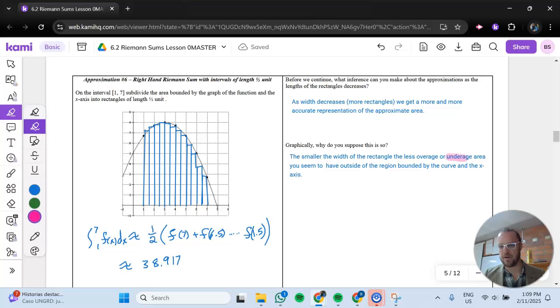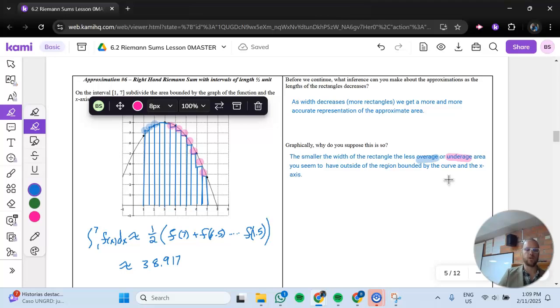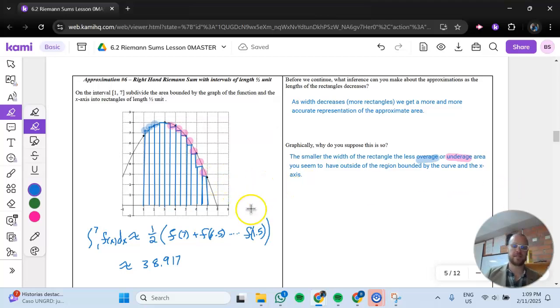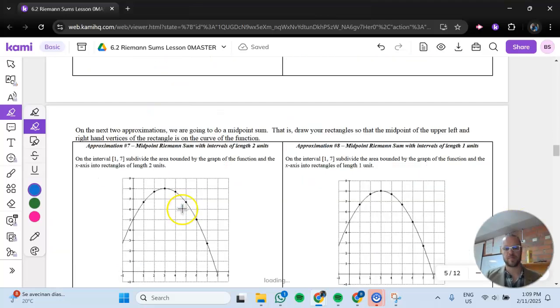We'll talk about the underage as being all of these little pieces here, where we're not including this even though we should. And then the overages, right? The overages are going to be these little tiny pieces that are there, where we included them and shouldn't have. So we're getting less of those with smaller shapes.